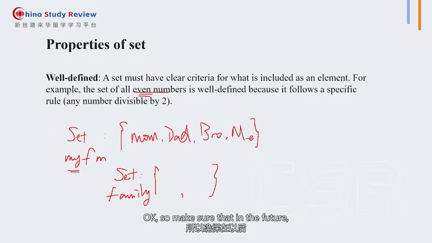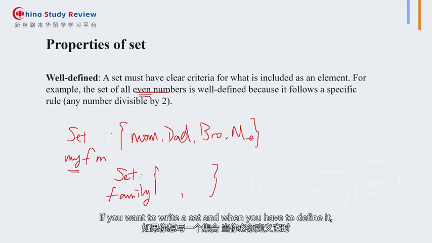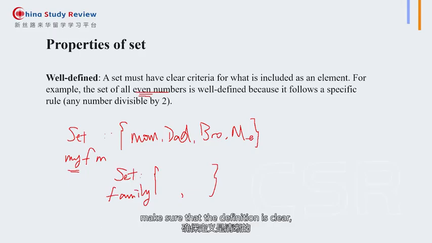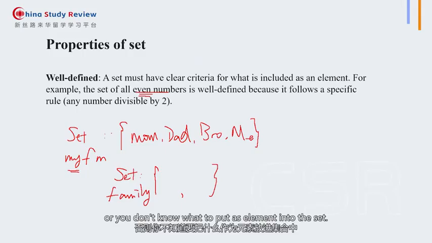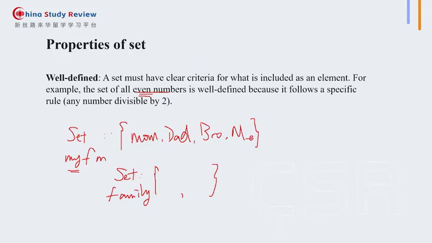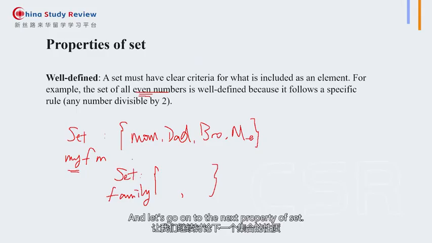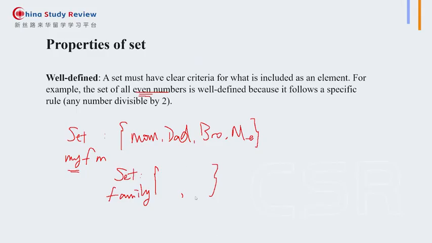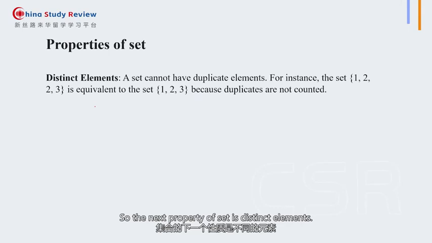Anything that does not satisfy this property of being well defined is not a set. Make sure that in the future, when you write a set and have to define it, the definition is clear, or you won't know what to put as elements into the set. Let's go on to the next property of sets. The next property is distinct elements. A set cannot have duplicate elements.